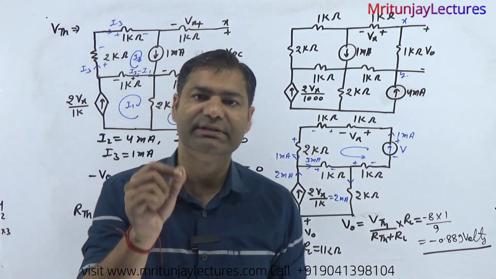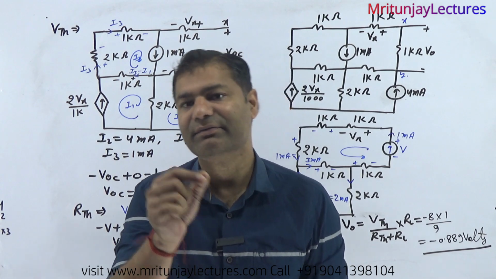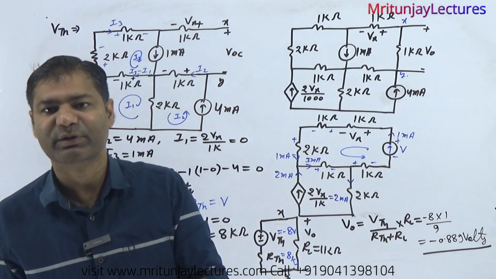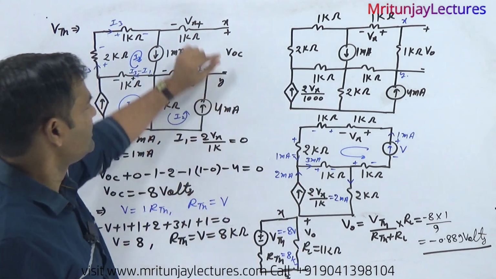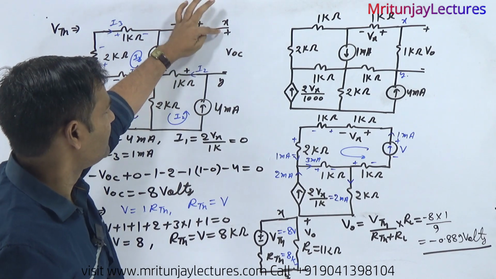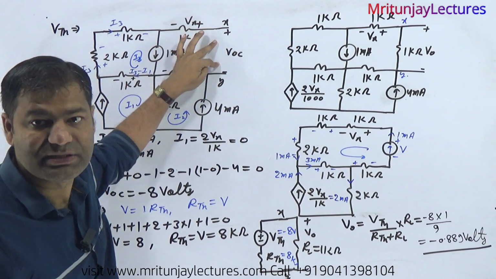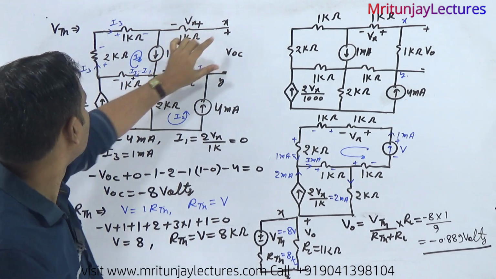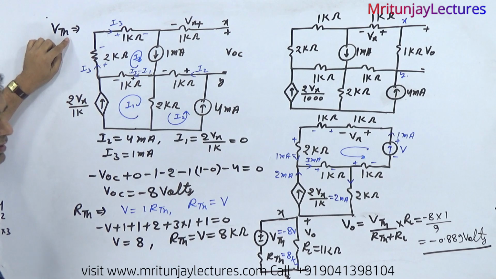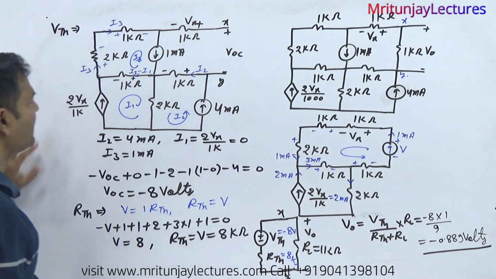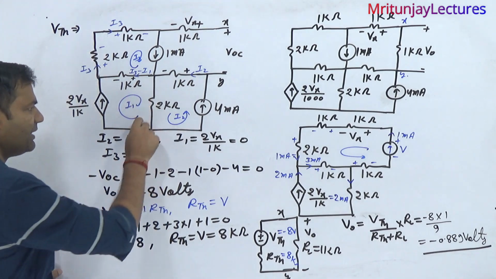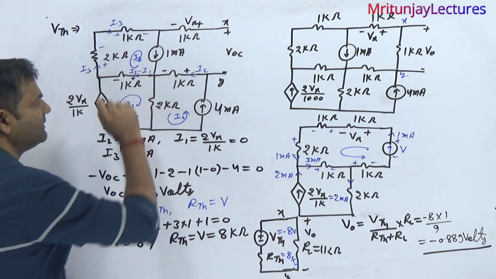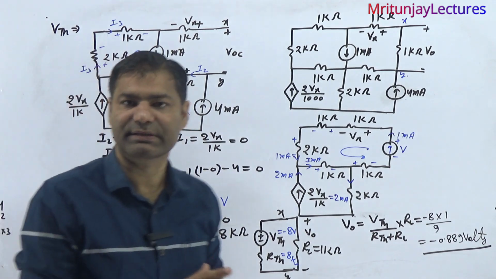So the first motto is to determine VTH and after that RTH. So how can we determine VTH? The load resistance is removed, and we consider the open circuit voltage across X and Y. That open circuit voltage is called VTH. So how can we determine it? First we consider loop currents, here I1, here I2, here I3. After that we determine the branch currents.